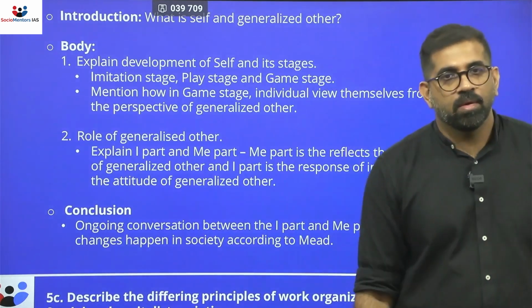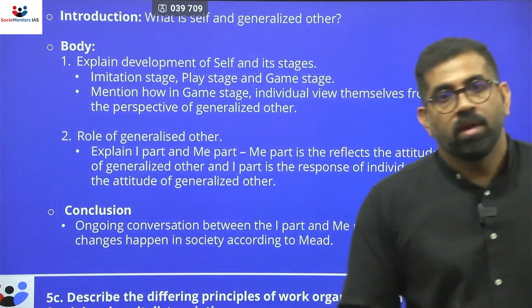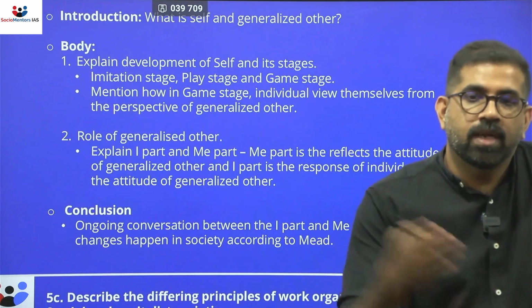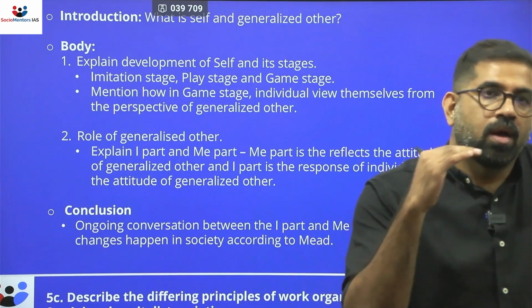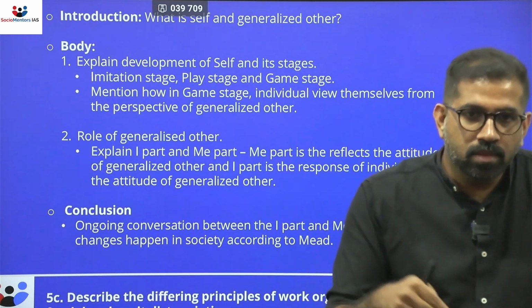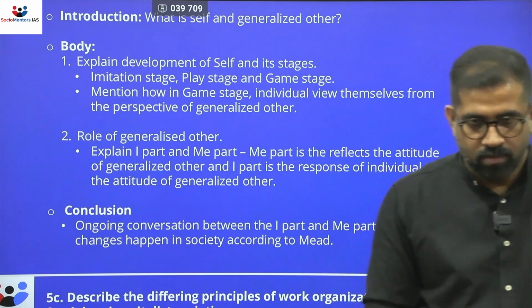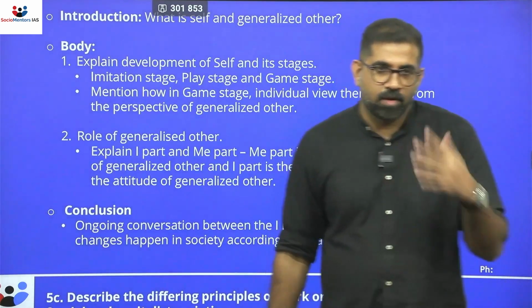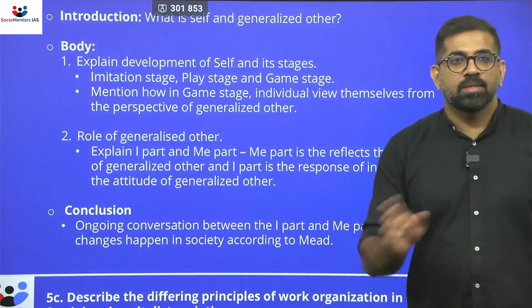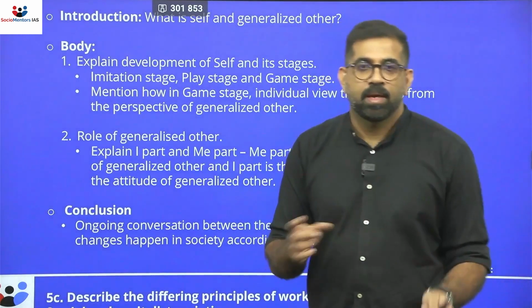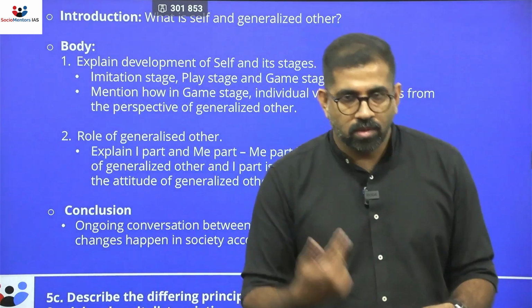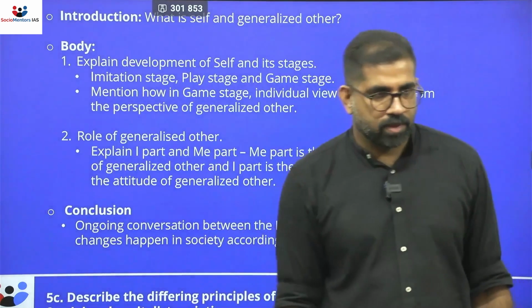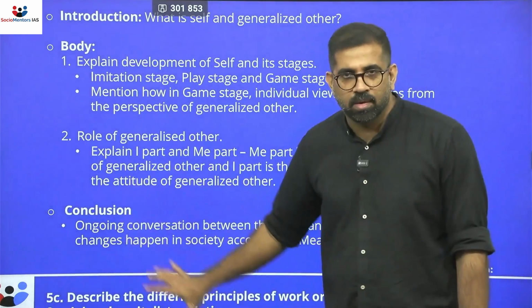And when you are concluding, what you can do is mention possible limitations, right? You can say that when it comes to this theory, they are not properly addressing the role of social structure in creating social change or in determining the self and all those stuff. Or you can say that there is an ongoing conversation between the I part and me part of the individual, and it is through this constant conversation that even the social dynamism happens. Okay. Likewise, you can conclude there.